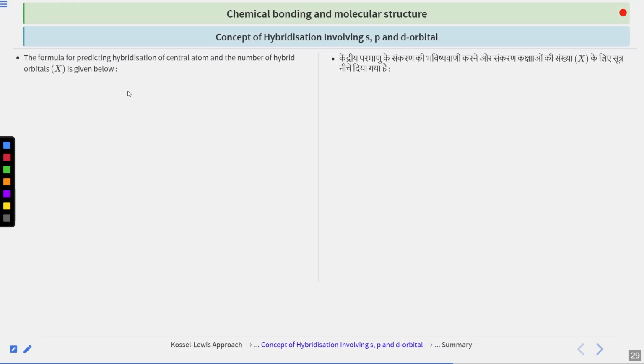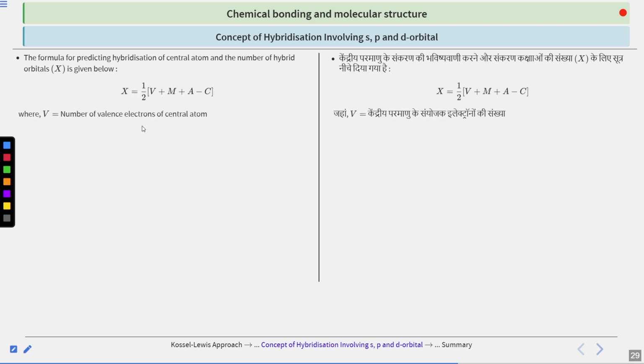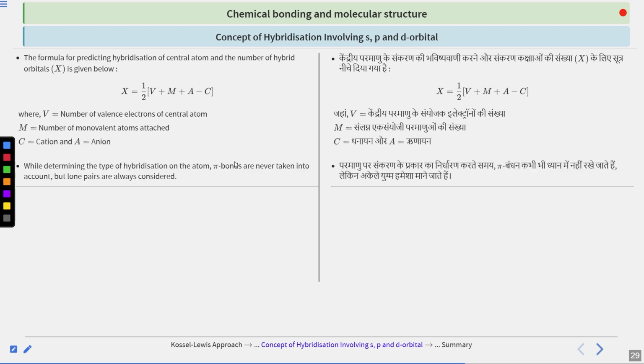Next, there is a formula to know the shape, which is given by X equals half of V plus M plus A minus C, where V is the number of valence electrons, M is the number of monovalent atoms, A is the charge if it is an anion, and C is the charge if it is a cation. Now, if you want to determine the hybridization of an atom, pi bonds are not considered. This is very, very important. If there are 5 bonds, then it can be sp3d or dsp3, but all those 5 bonds should be sigma and not pi. This should be kept in mind. But lone pairs are always considered.